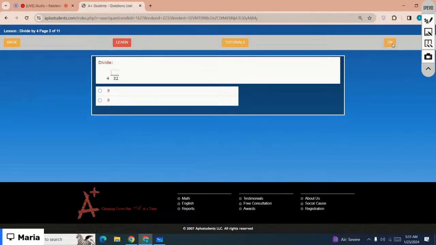The next one is 32 divided by 4. 4 times what number is 32? Which is the correct option? 4 times 8 is 32. The correct option is 8, right? You can count 4 until 8. The answer is 32. The correct option is 8.